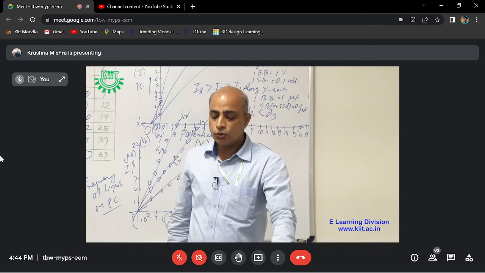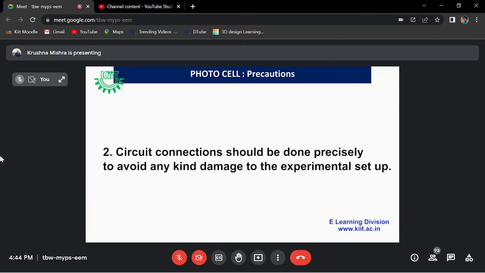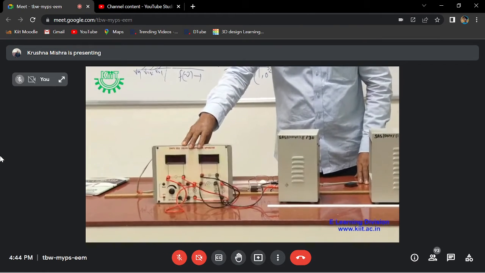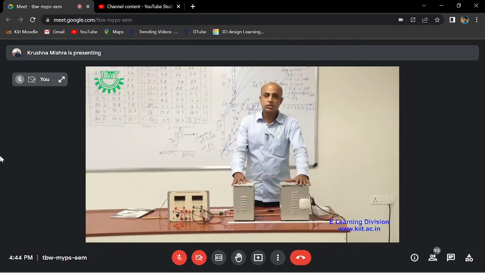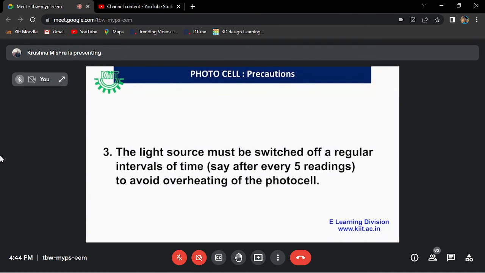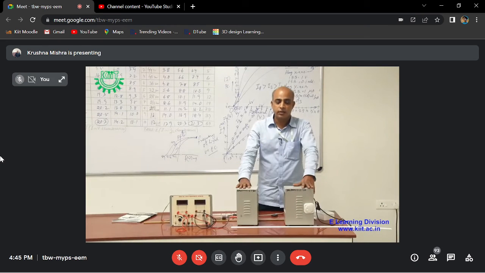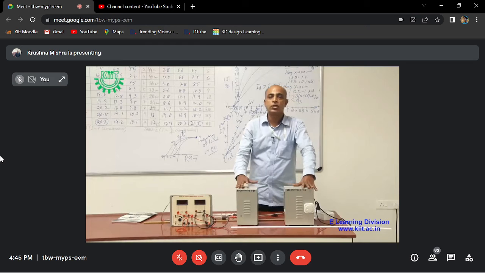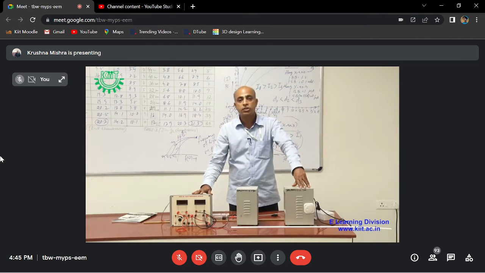Number two, circuit connections should be made accurately, otherwise we will get wrong observations and it will damage the apparatus. Number three, while taking observations for a constant frequency or intensity of light, we should not focus the light constantly for a long time towards the photocell, because of the heating effect of light, for which the photoelectric current may change.